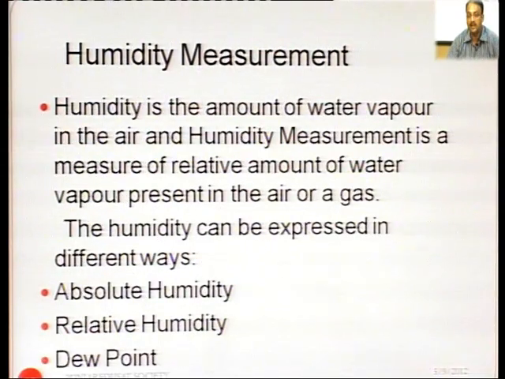The third type of variable resistance type of transducer is used for humidity measurement. Humidity is the amount of water vapor in the air, and humidity measurement is the measurement of this relative amount of water vapor present in the air. Humidity can be expressed in different ways: absolute humidity, relative humidity, and dew point.